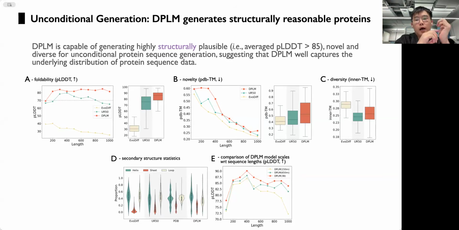We can also find that after calculating the statistics of secondary structures, the statistics of the samples generated by our model are similar to the proteins in the PDB. And we also find that when scaling our model, it can better handle longer proteins. For example, you can see that the 3-billion model can perform the best for all lengths.